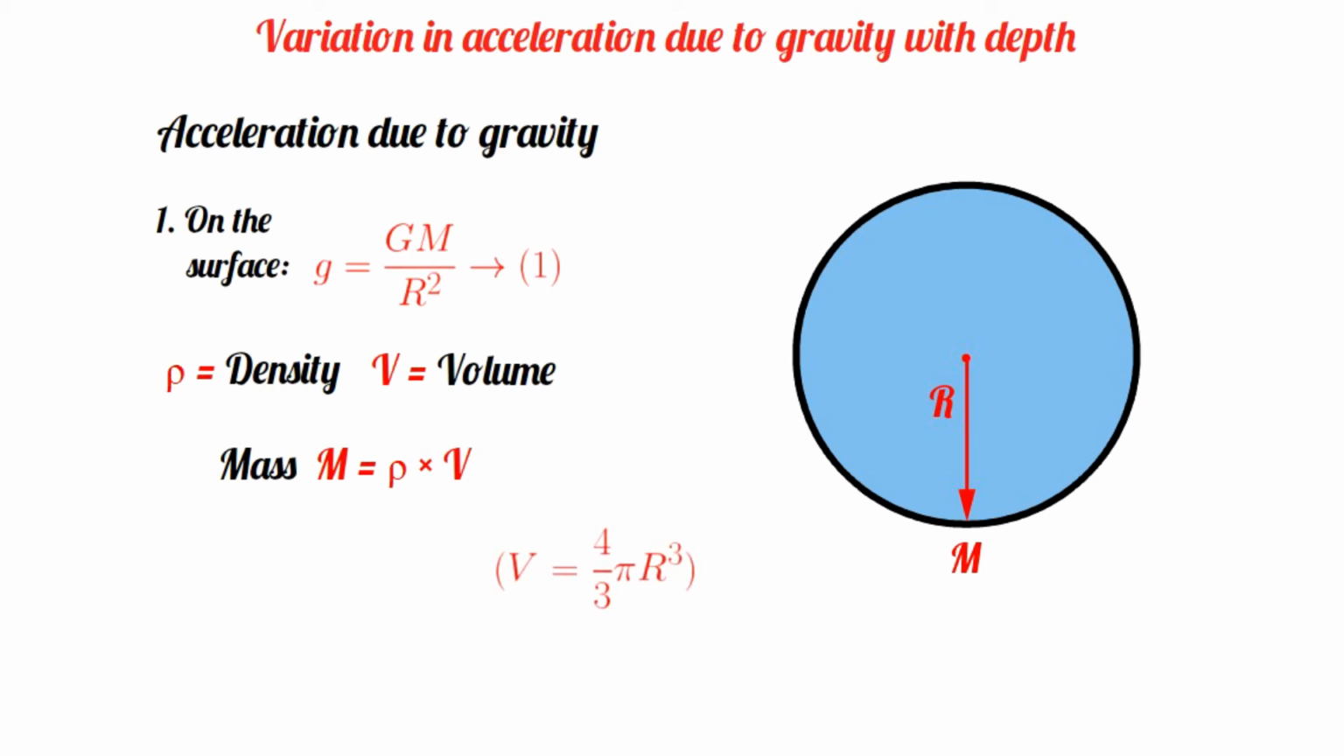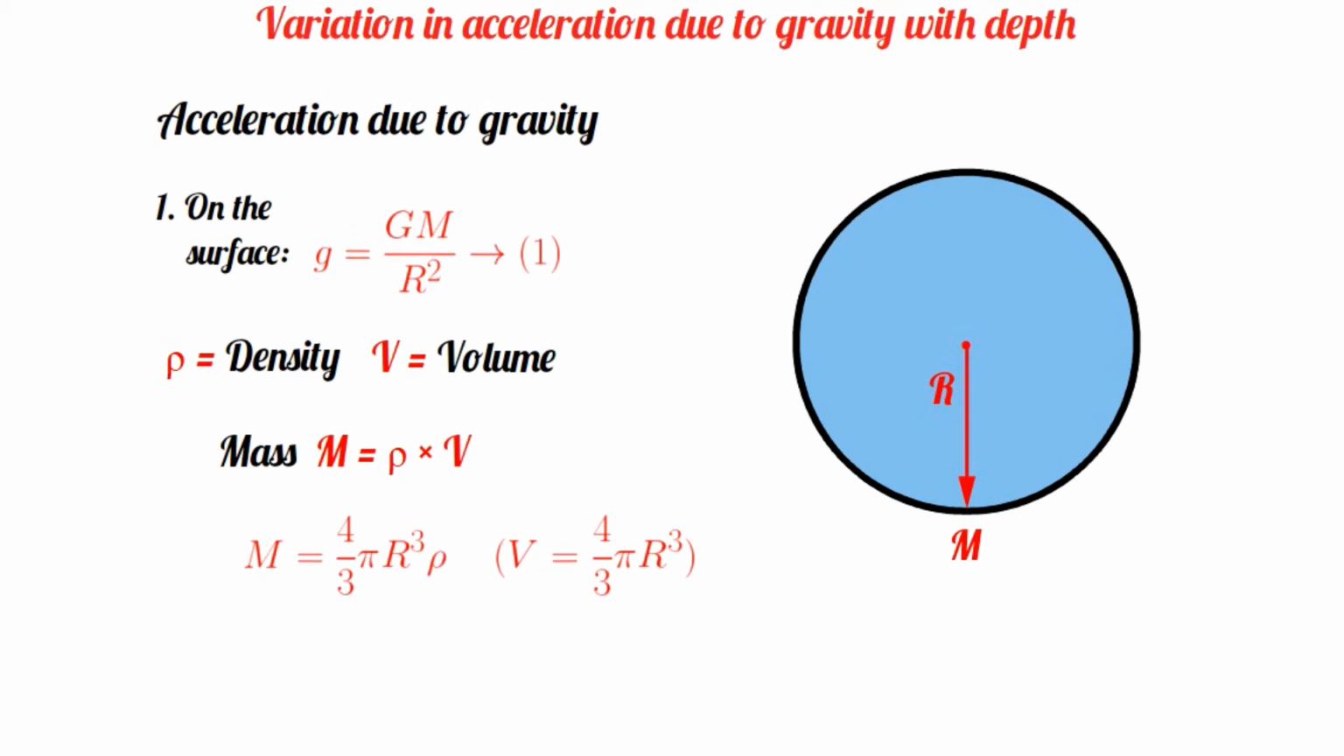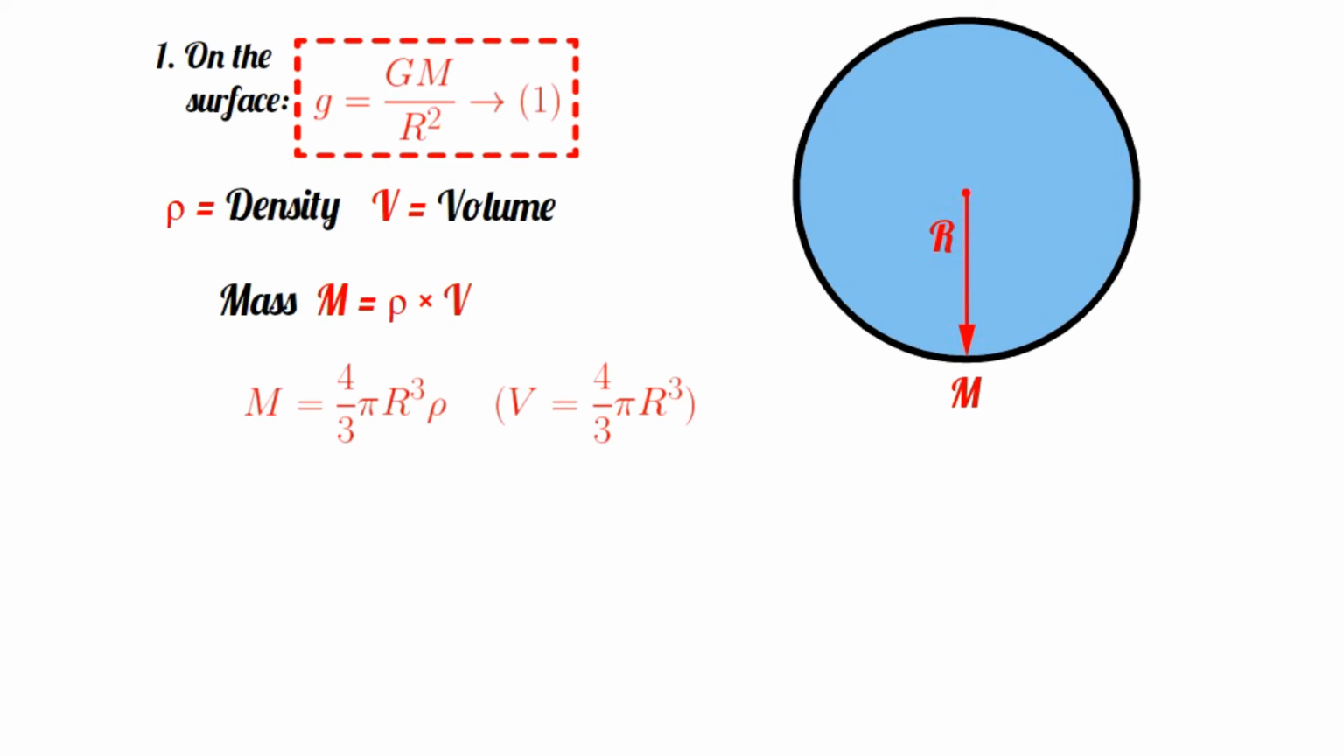We know V is equal to 4 by 3 pi r cube. Therefore capital M is equal to 4 by 3 pi r cube ρ. Now substituting the value of M in equation number 1, we get small g is equal to capital G by r square into 4 by 3 pi r cube ρ. By solving this equation we get g is equal to 4 by 3 pi r ρ G.